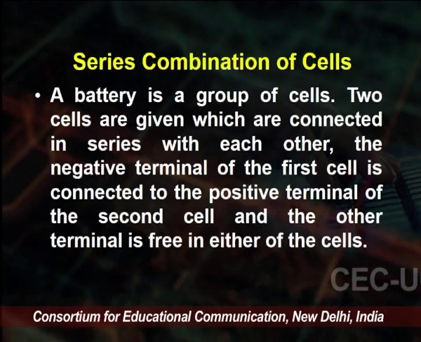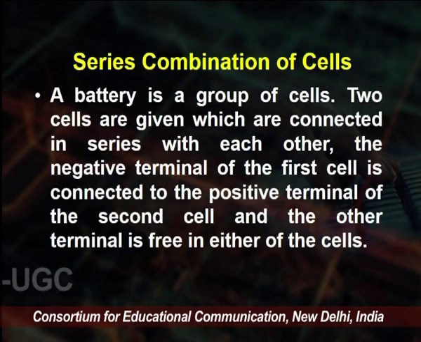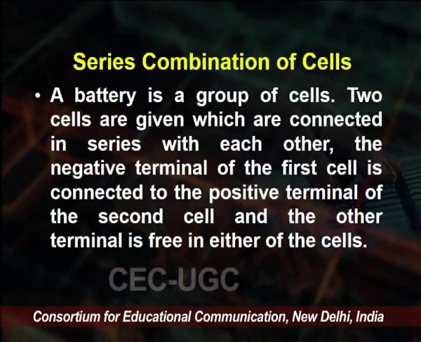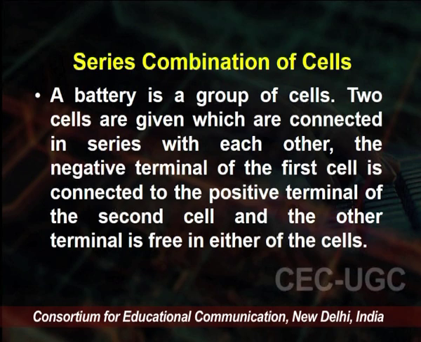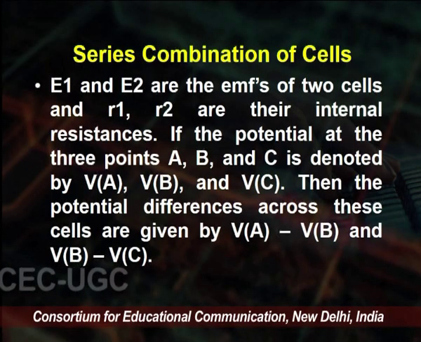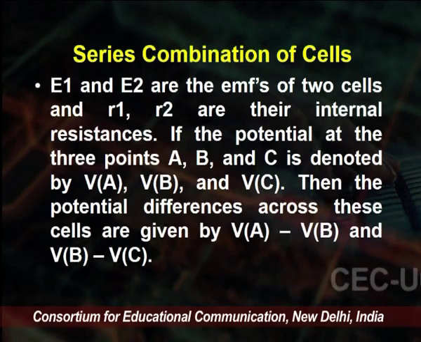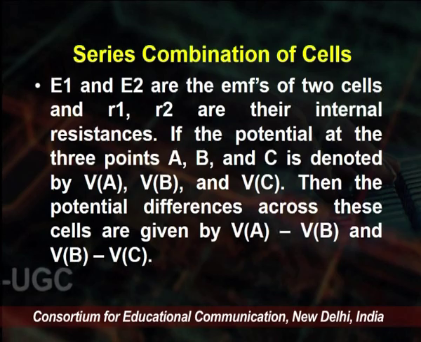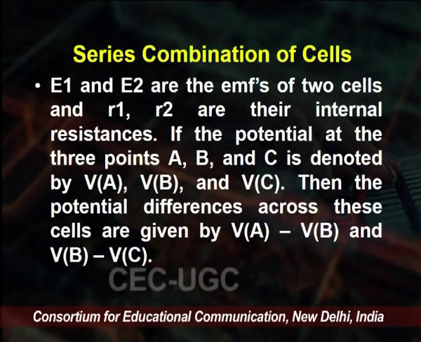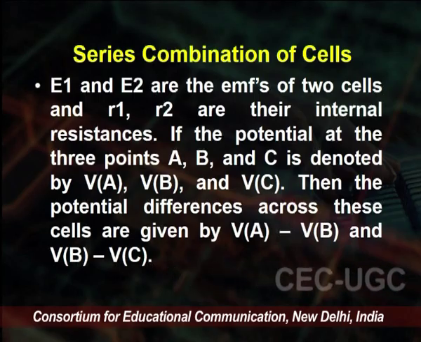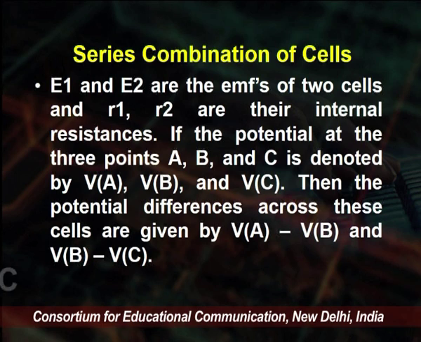The negative terminal of the first cell is connected to the positive terminal of the other cell, and the other terminals are free in both cells. Now, in the series combination we have 2 cells, so the EMFs of these 2 cells are E1 and E2, and R1 and R2 are their internal resistances. We can calculate the potentials at the 3 points A, B and C, denoted by VA, VB and VC, which are generated through this EMF.